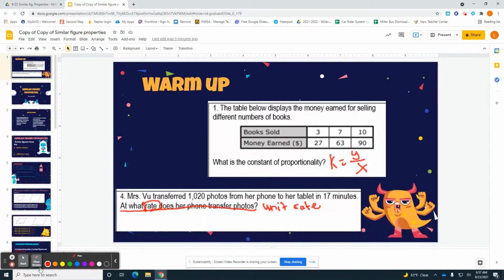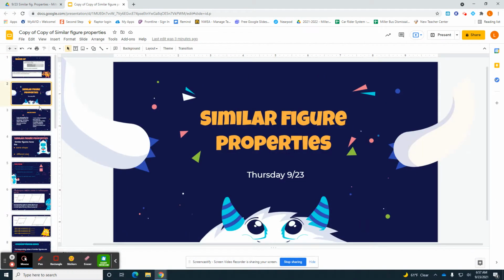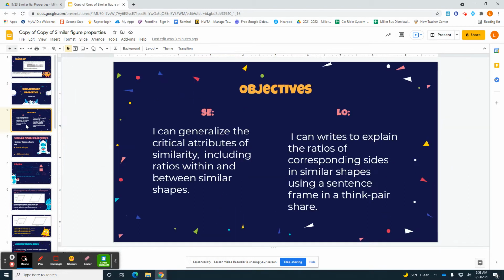Okay. So we're going to move on to the next slide. Today we're working with similar figure properties, and you'll get a little bit of information on that. What makes a figure similar? What are the characteristics? How can we identify if they're similar figures? Our objective for today says I can generalize the critical attributes of similarity, including ratios within and between similar shapes.